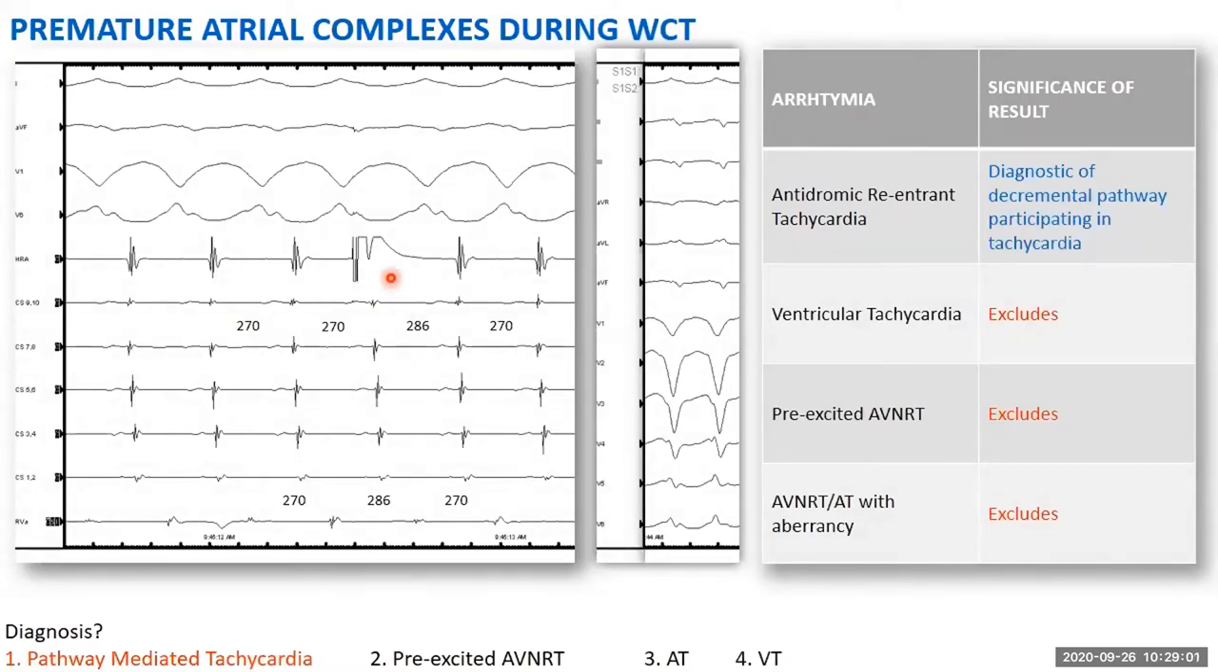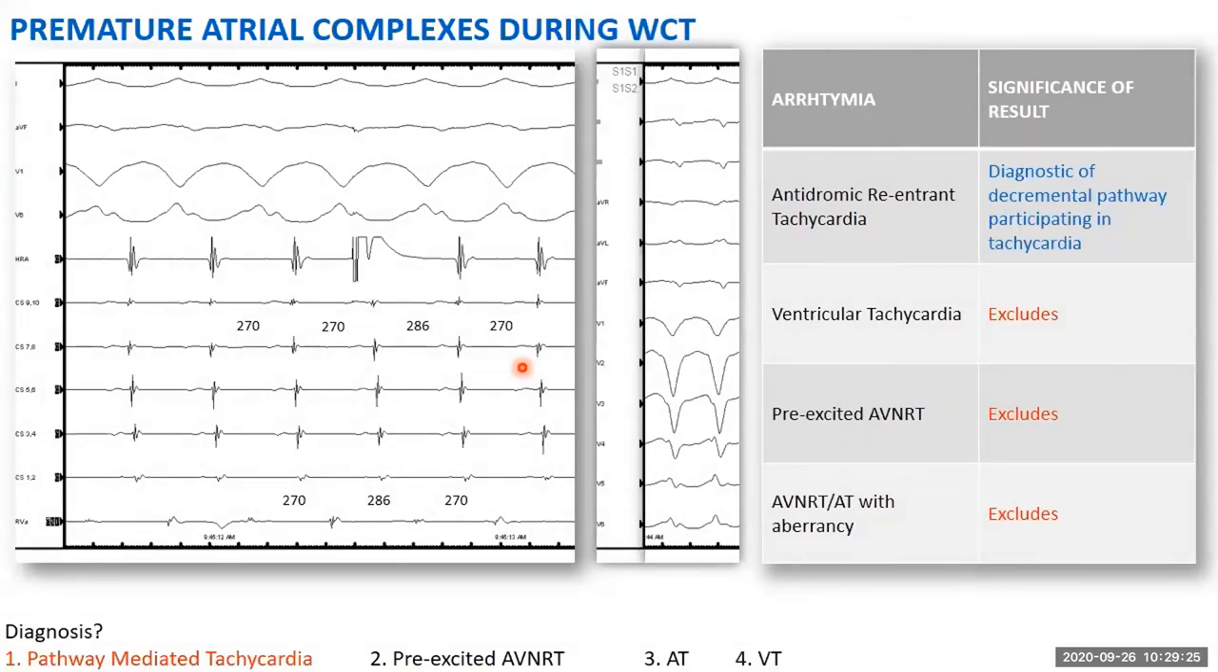This PAC delays the immediate V with the same pre-excited morphology as the tachycardia, indicating the same site of conduction from A to V as the tachycardia, and results in a delay of the AA interval by the same amount and subsequently resets the tachycardia. Post-excitation is classical of ART with a decremental accessory pathway participating in the tachycardia.